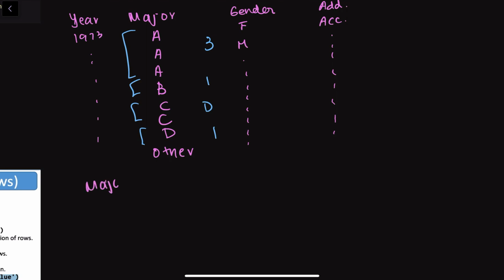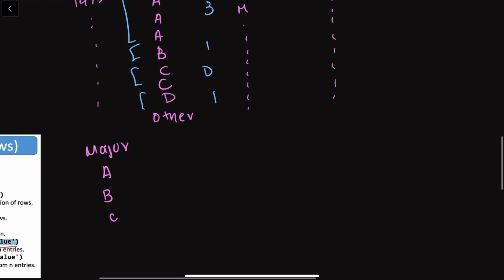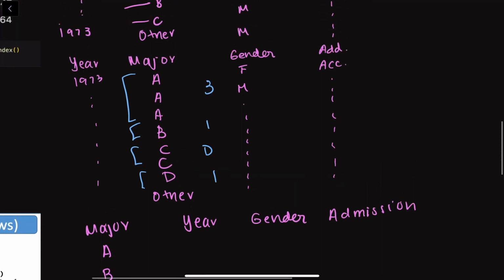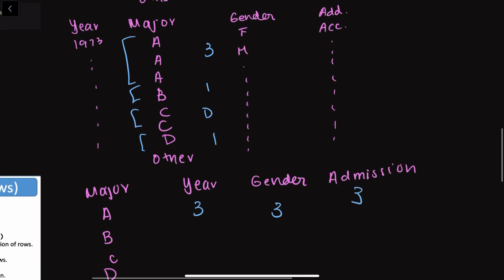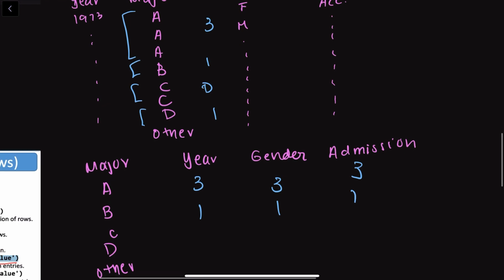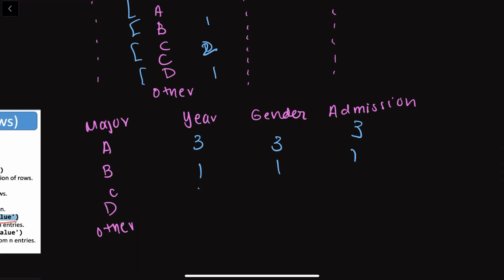So if we have major, A, B, C, D, and other, we're going to just ignore E and F for now for this example. Then for year, gender, and admission, it's just going to fill out how many rows that it counted per major. So A, we counted 3. It's just going to fill 3 everywhere. B, we counted 1. It's going to fill 1 everywhere. C was 2. I don't know why I wrote D. C is 2 everywhere. D is 1. And other is also 1.